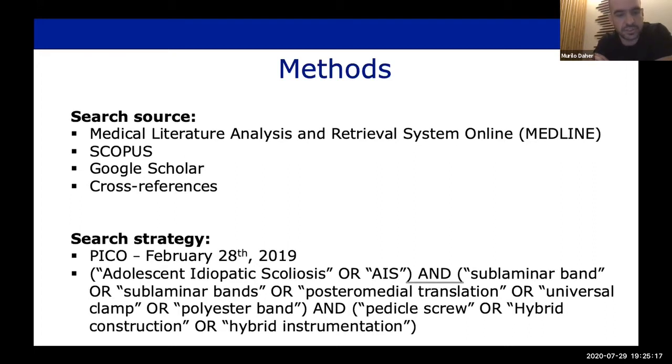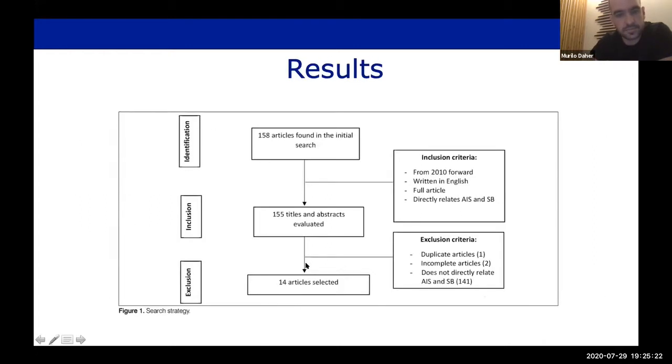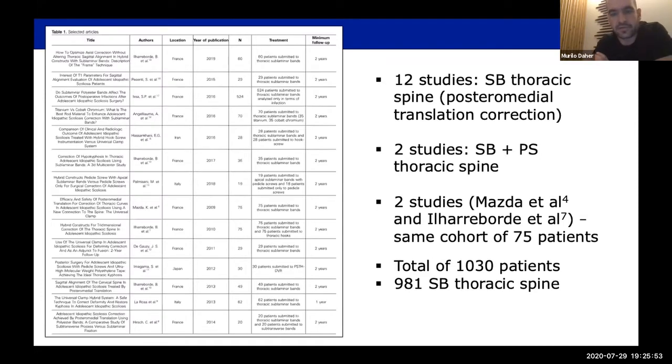Our search strategy is what we can see here in the slide. And this is our result. With the search strategy, we found 158 articles in the initial search, and in the end, we finished with 14 articles that were selected. Mainly the articles were excluded because they were not related to sublaminar bands or the treatment of AIS. So here are the 14 articles.